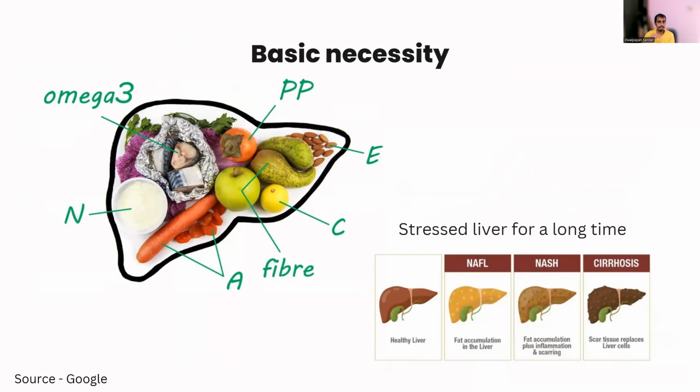So what is the basic necessity of liver? We have to see that liver needs omega-3, plant-based proteins, vitamin E, vitamin C, fibers, vitamin A, and nitrogen. All these things are very basic, bare minimum for the liver to perform different functions in our body. And one of the functions is fat metabolism. So if it doesn't get the food, will it work highly efficiently?